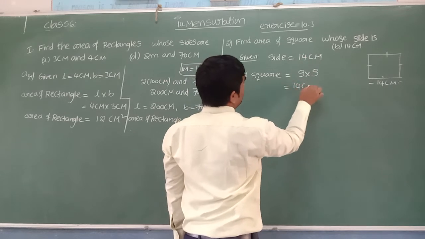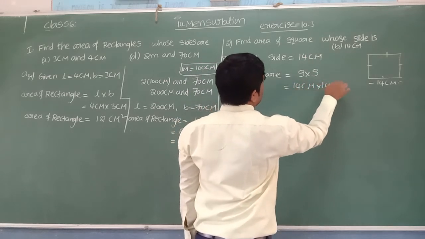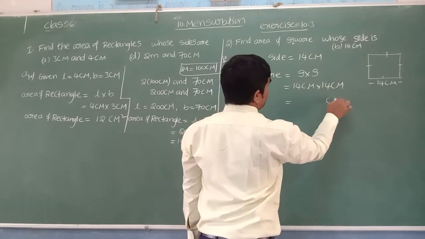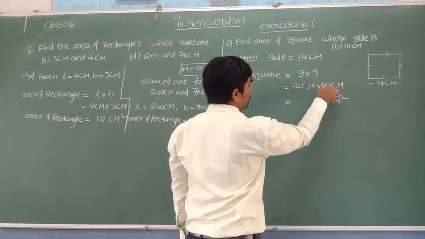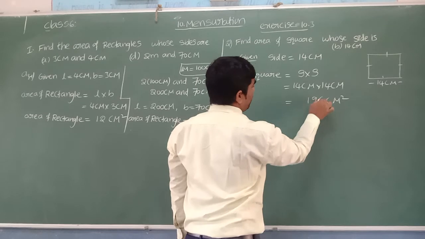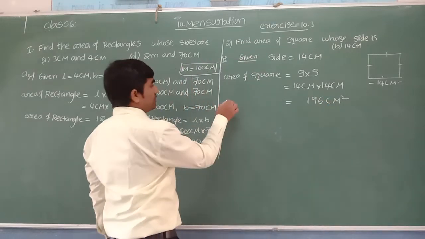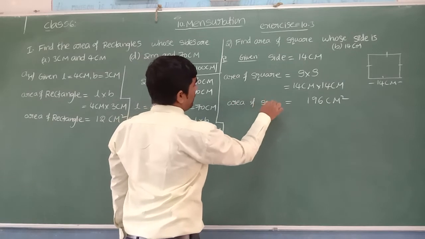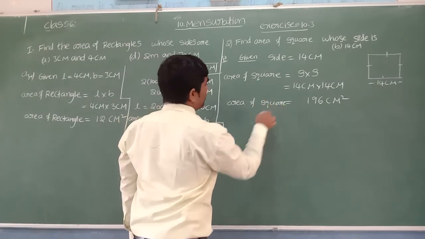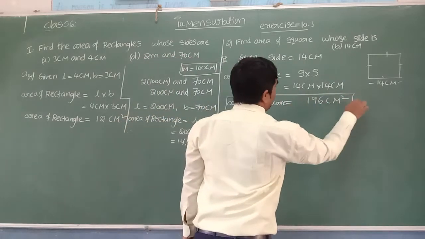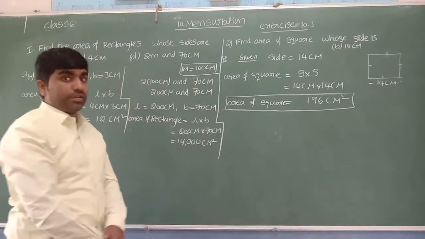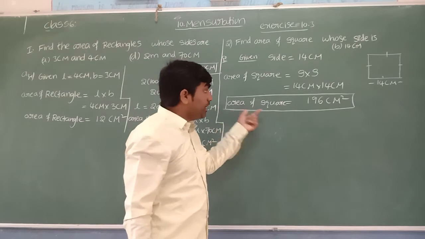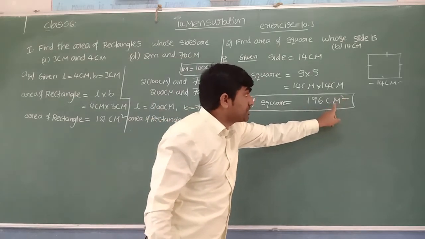14 centimeter into 14 centimeter, that is centimeter into centimeter, square centimeters. 14 into 14, you can multiply, you get 196. So the area of the square is equal to how much? 196 square centimeters. And one thing you can also remember, observe that the units of area are square units.